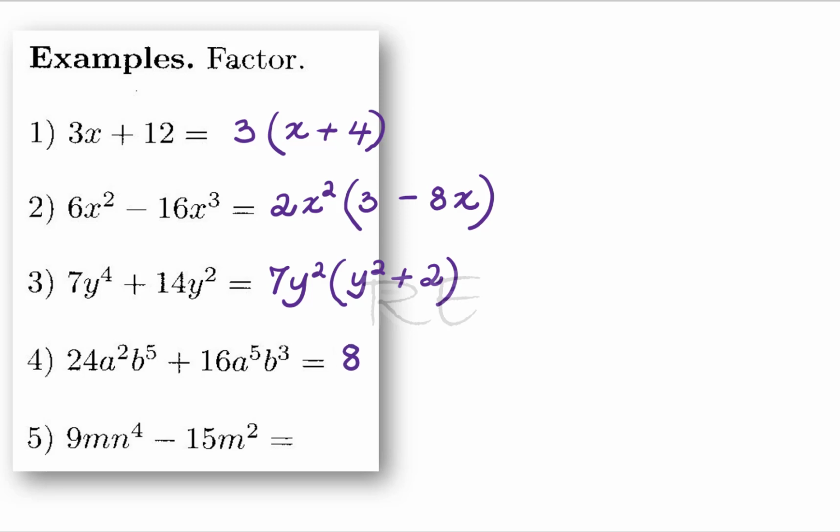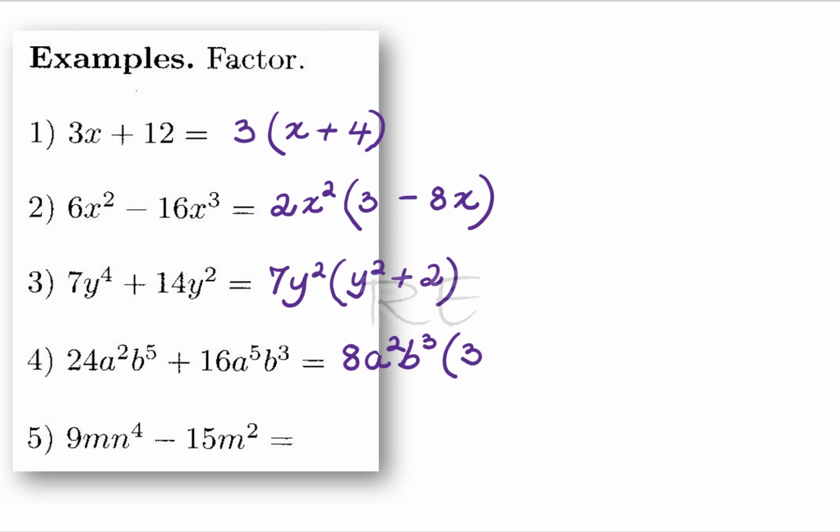Between 24 and 16, the greatest common factor is 8. A squared and a to the fifth, the greatest common factor is a squared. B to the fifth and b to the third, the greatest common factor is b to the third.